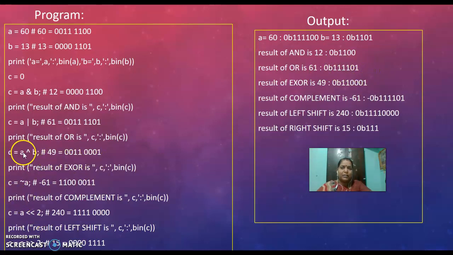And C equal to A XOR B. So A XOR B, the resultant value is 49. So result of XOR is equal to 49. So the value followed by the binary value of 49 is printed.